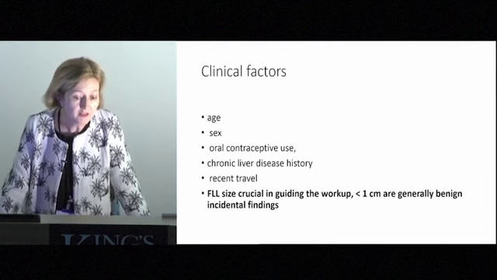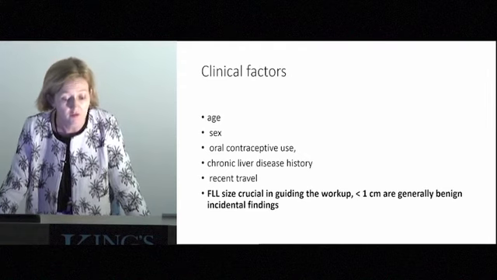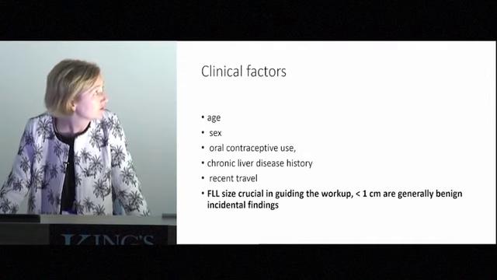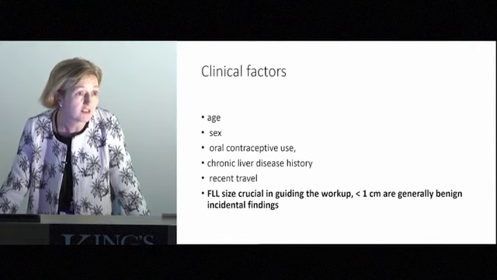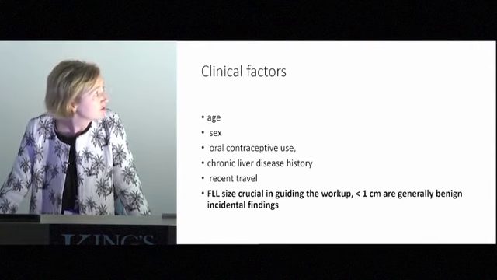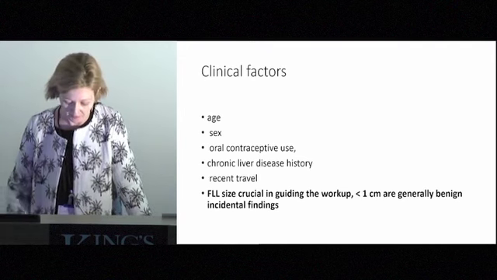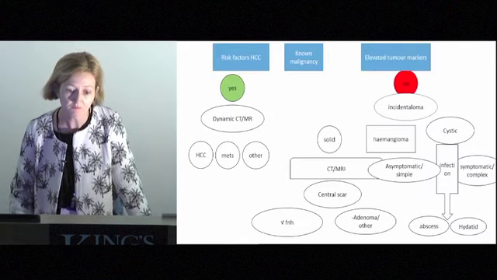When you're scanning the patient, as Prof. Lim was saying, you have the patient in front of you, so you can use their age, their sex, whether they have used oral contraceptives, whether they've chronic liver disease or recent travel to help you try and diagnose the lesion and prognosticate. And the useful thing to remember is that if it's a small lesion, it's probably going to be benign. So less than 1 centimetre is probably going to be a benign incidental finding.